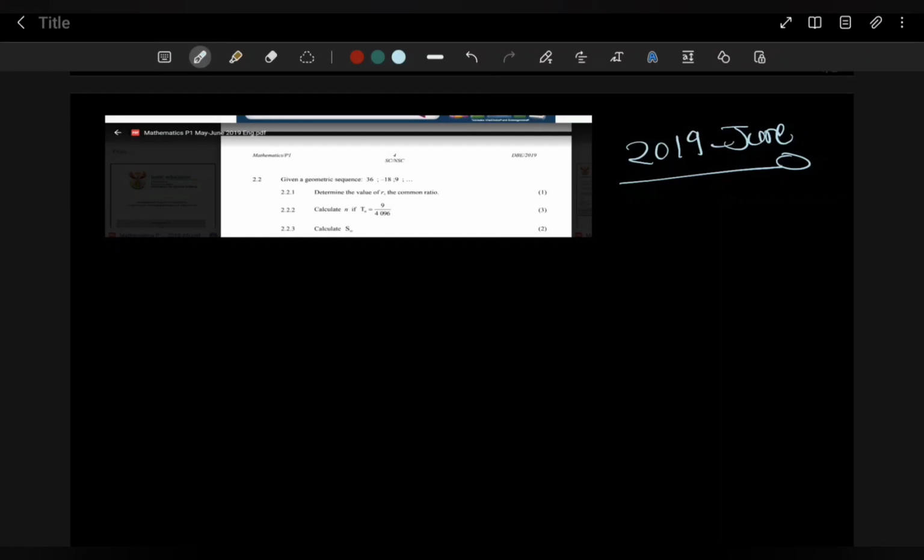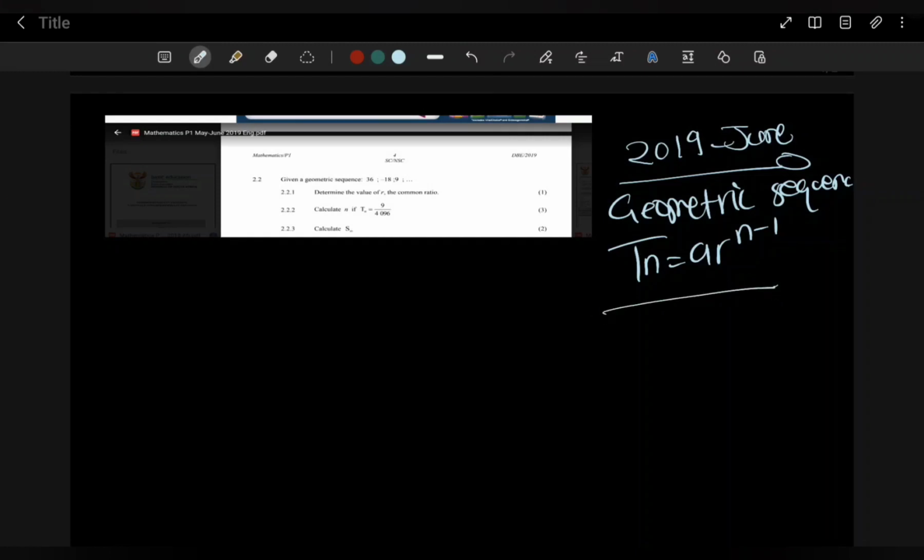So they tell us, given a geometric sequence, 36, minus 18 and 9, and then there are 2 questions related to that. Total of 4 marks. So yeah, it's not too much, but it's something. So given a geometric sequence, already they tell you it's a geometric sequence. So the moment they give you this hint, already you know that your formula is going to be ar^(n-1). So this already is your formula, and they even give you the sequence. They say 36, minus 18 and 9.